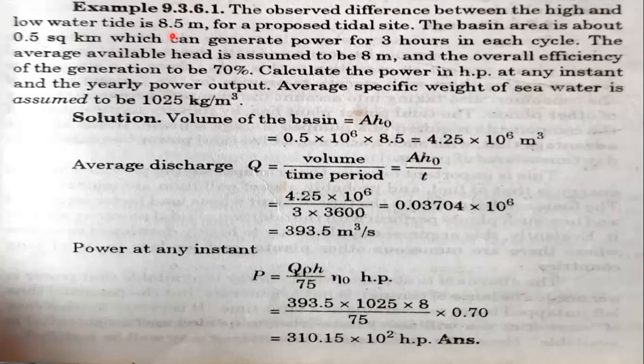The difference between the maximum and minimum levels is 8.5 meters. So 8.5 times 0.5 into 10 power 6, we will get 4.25 into 10 power 6 meters cube. This is the A H naught value.